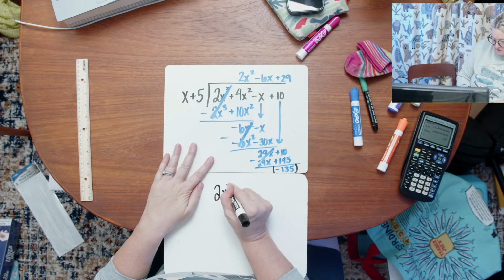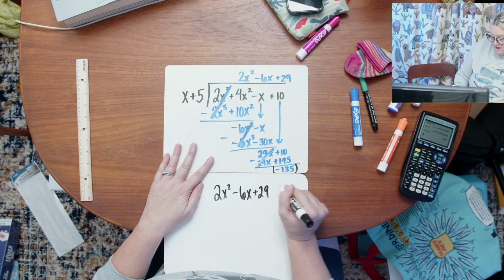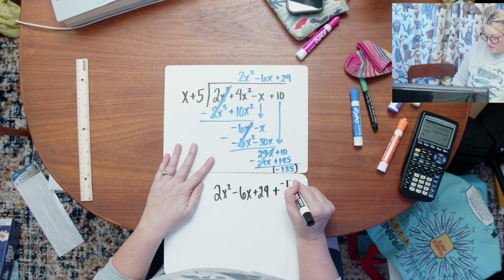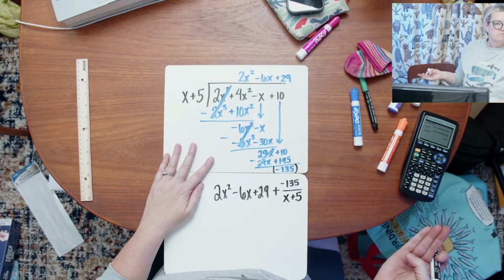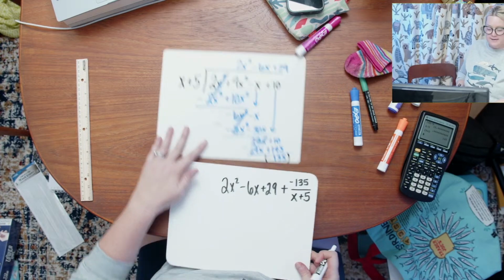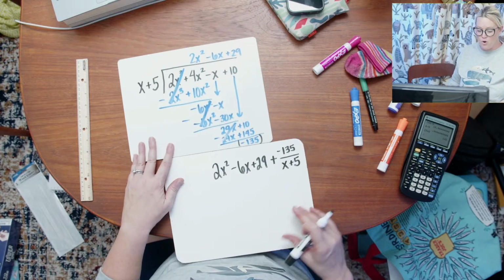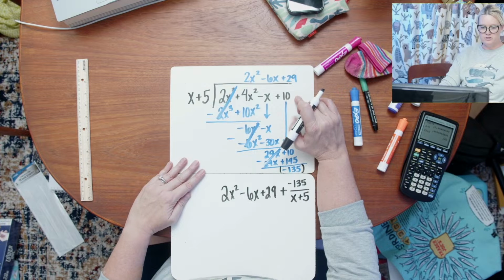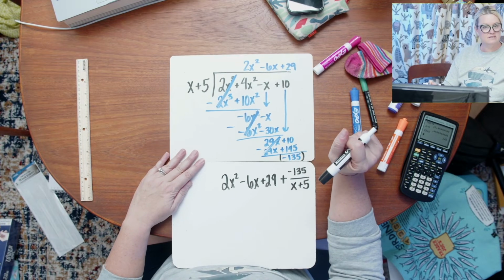2x squared minus 6x plus 29 plus my remainder, which is negative 135 over x plus 5. Okay? She's not pretty, but she'll do, right? She's not pretty, but multiply it by x plus 5, and you are going to get this big 4-term polynomial, okay? And that is long division of polynomials.